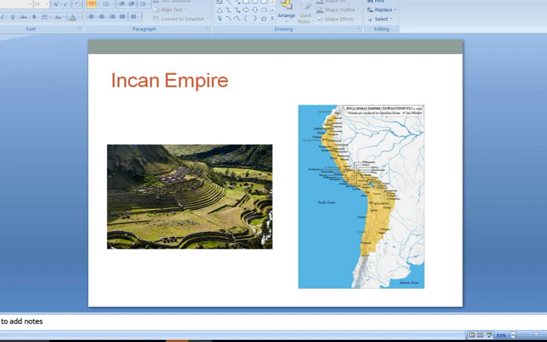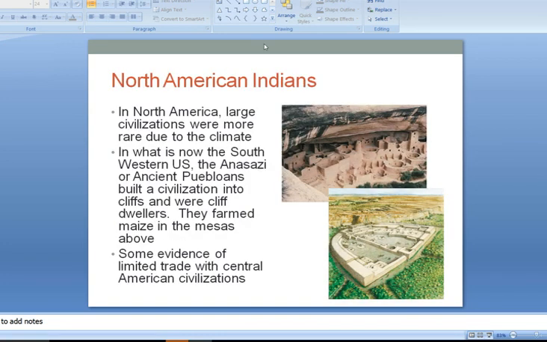Now, the Central and South American tribes that we've heard about weren't the only advanced ones. In North America, there are going to be several tribes that are going to be advanced as well. Take a look at this picture here. That's a city inside of the cliff of a mountain. I'll let that sink in again. This is a city inside the cliff of a mountain.